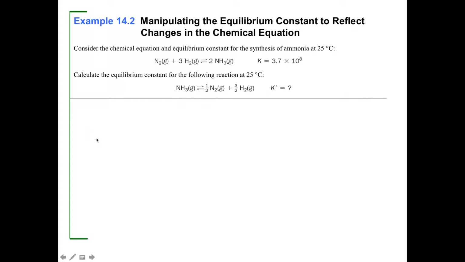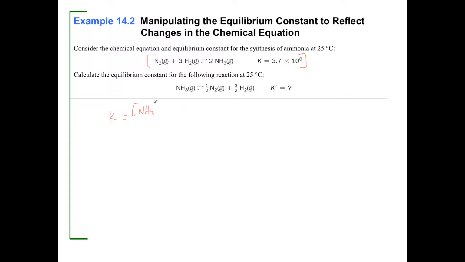All right, so let's manipulate this thing. Let me go back to my favorite color, red. All right, and we're going to say K is this. So now watch this. K of this guy, consider the chemical equation, an equilibrium constant for the synthesis of ammonia. Very common reaction. We use it a lot in examples. Nitrogen plus hydrogen gives ammonia. Okay, and that gives us that.